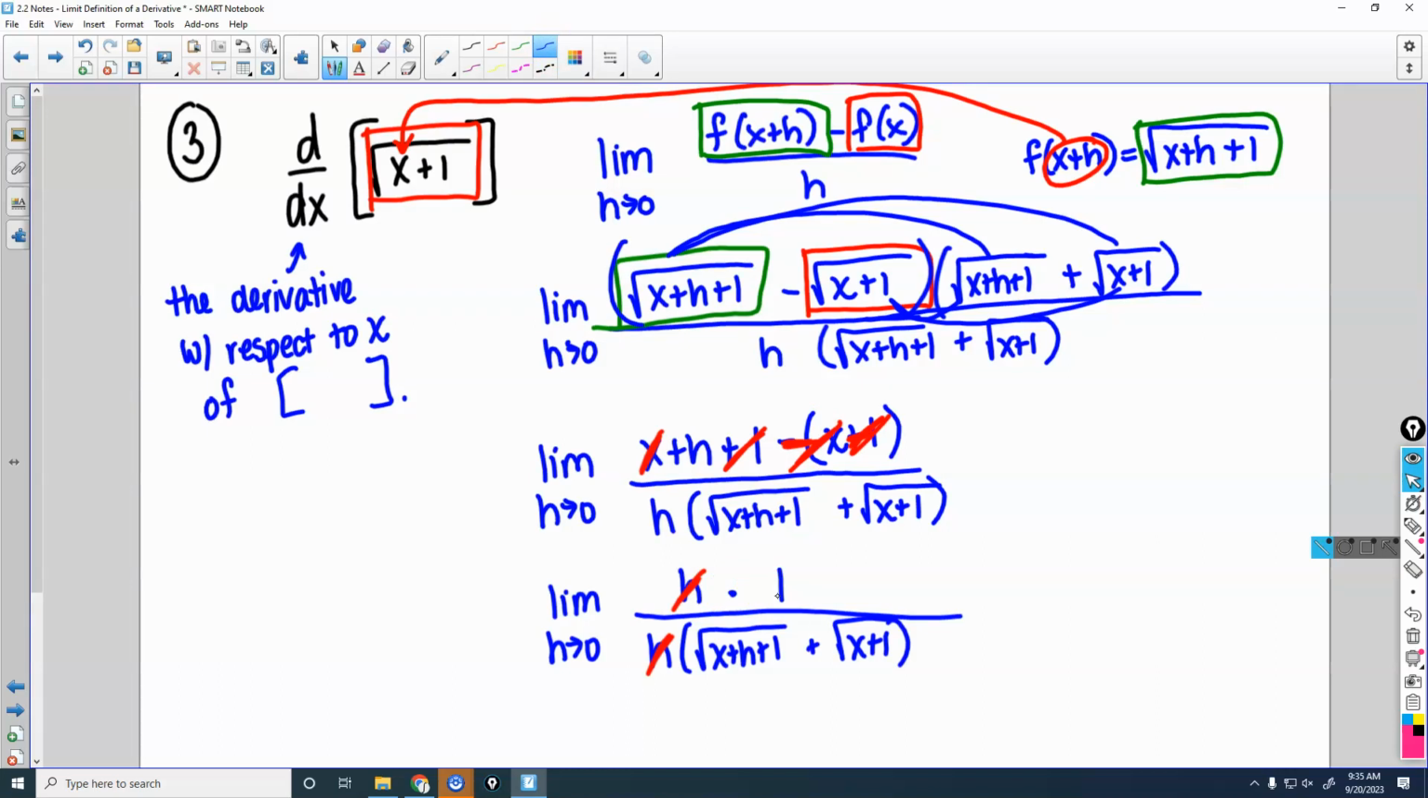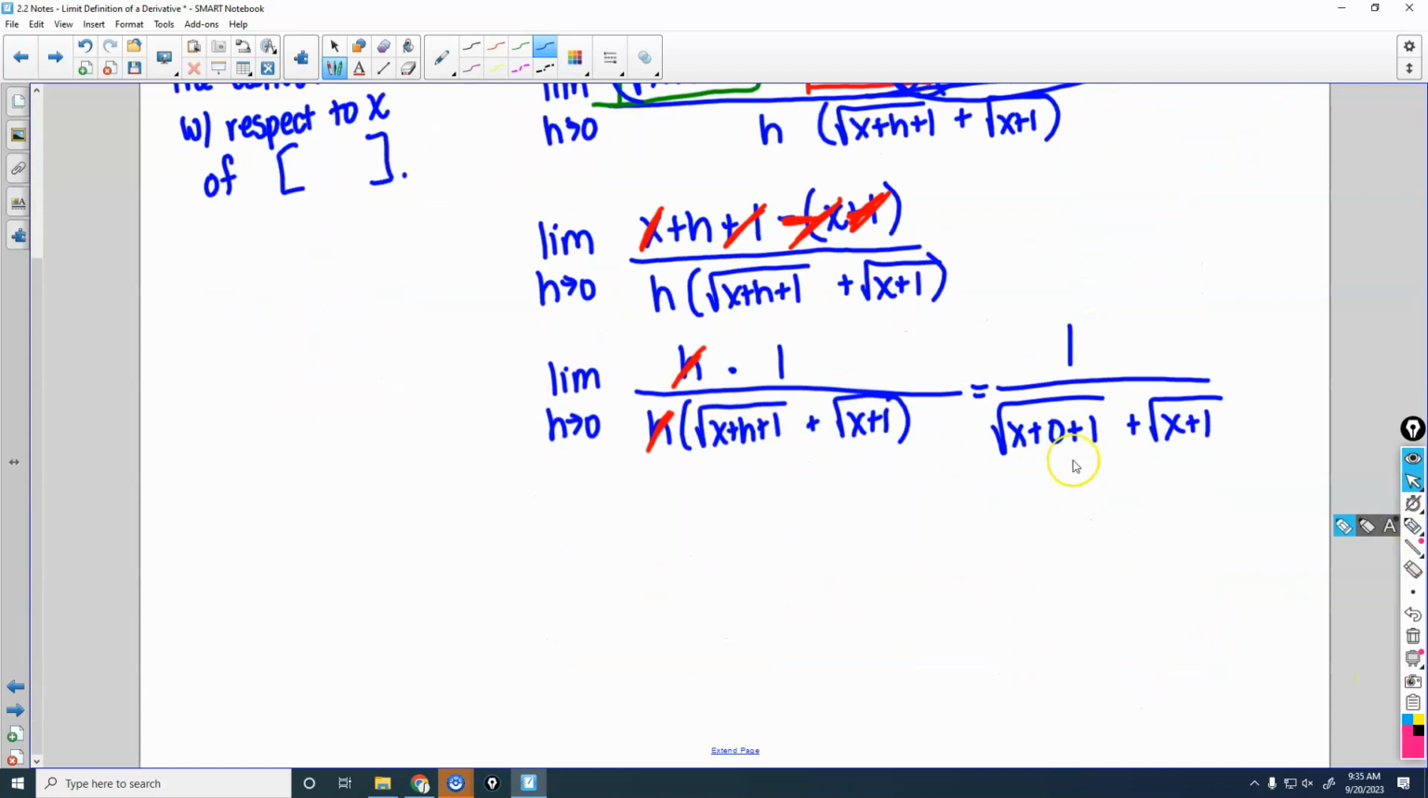Once the h's cancel, that's usually when you're going to plug in. What am I plugging 0 in for? h, not the x's, the h's. So I'm going to have square root of x plus 0 plus 1 plus square root of x plus 1, which gives me 1 over the square root of x plus 1 plus the square root of x plus 1.